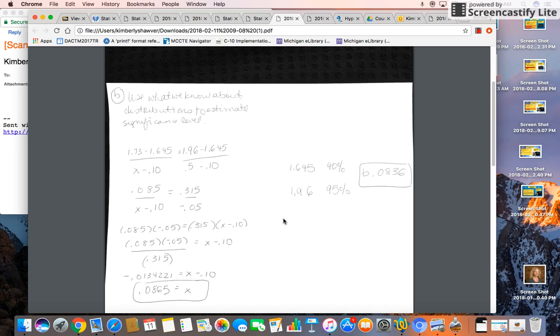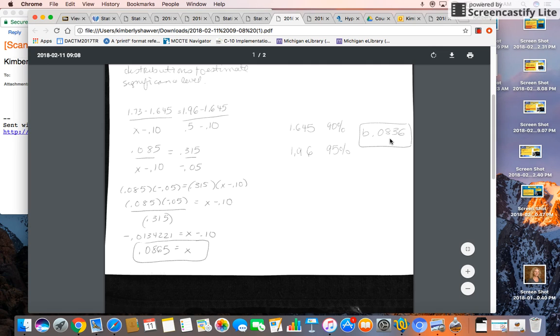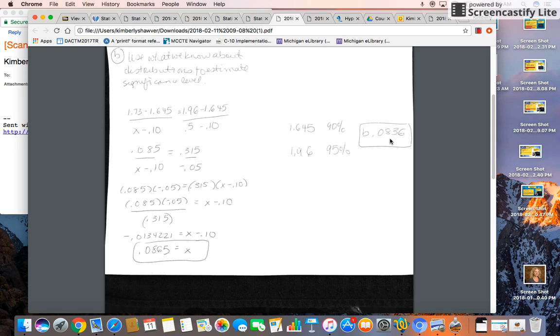And just like last time, the rest of this is just a math problem. So I'm going to go ahead and simplify and cross multiply. This is what I calculate, and this is the answer in the back of the book. So they're off a little bit, but I really do think my process is correct.